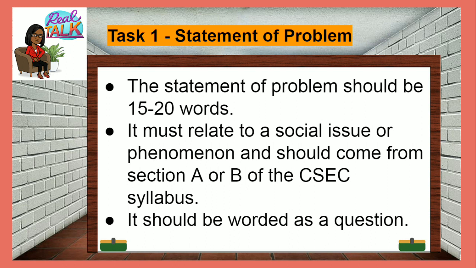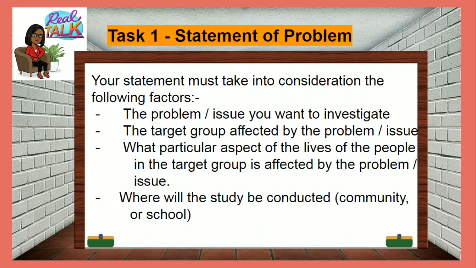Task 1. Your statement of problem. This should be 15 to 20 words and should be worded as a statement. It must relate to a social issue or phenomenon and should come from section A or B of the syllabus, preferably. Your statement of problem must take into account 4 factors: the problem or issue you want to investigate, the target group affected by that problem, the specific area of the lives of the people in the target group that is affected by the problem, and where your study will be conducted.